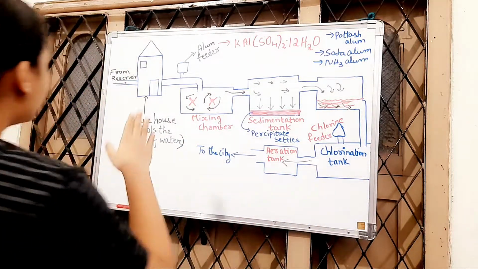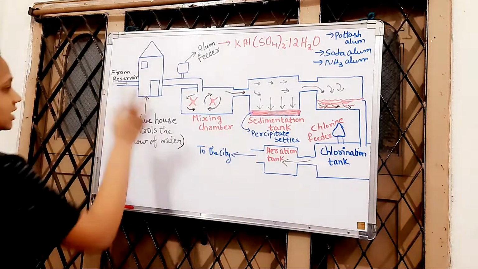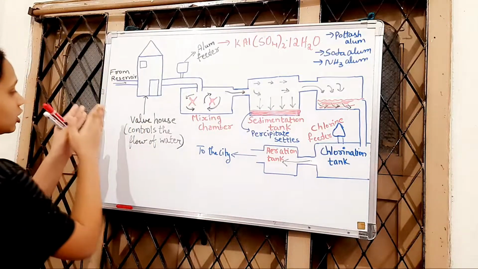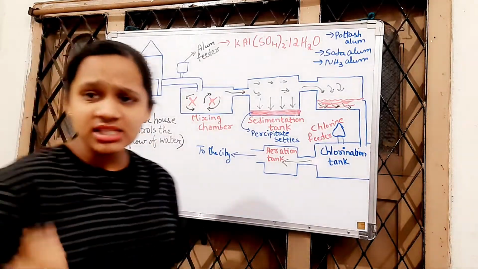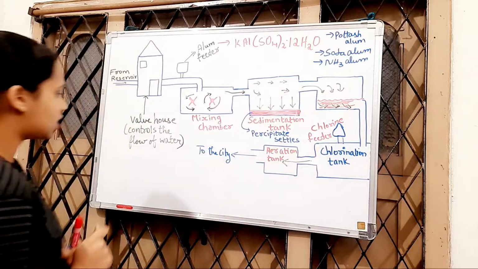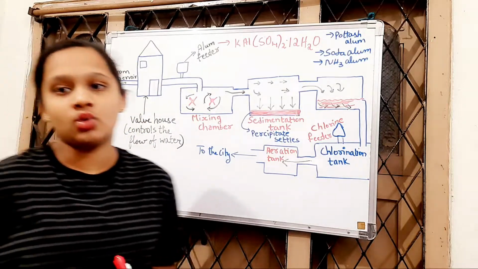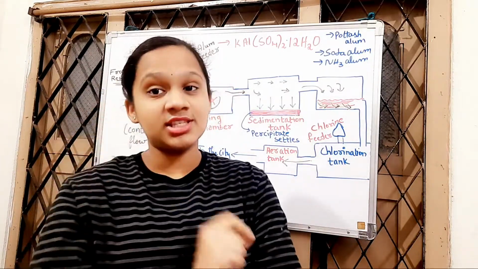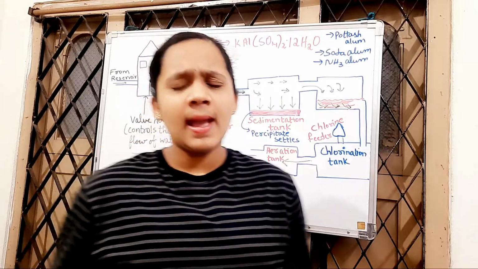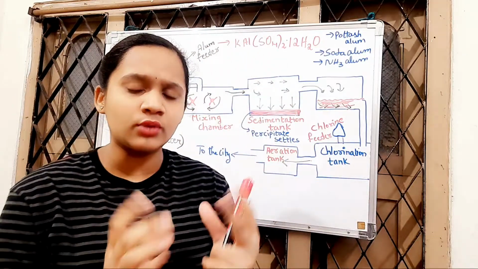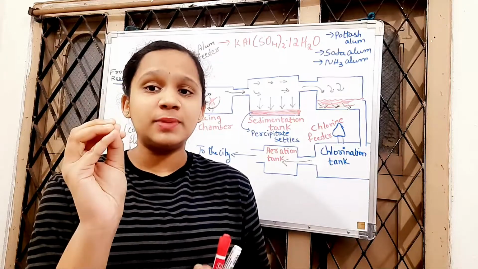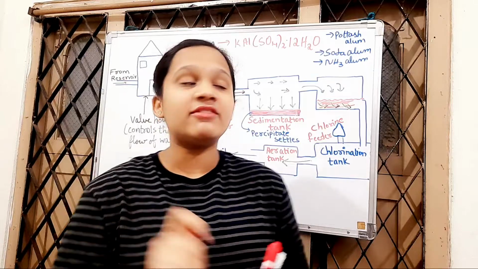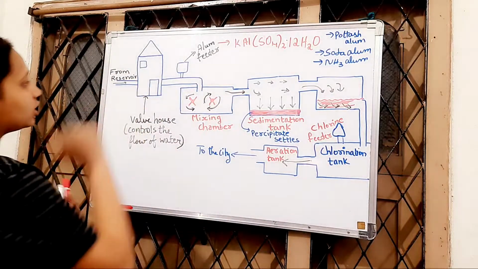So let's get started. First of all, water from the reservoir enters the water treatment plant. Now first of all, this water enters the valve house, and in this house the speed of the water is controlled. That is, the flow of water is controlled. Now what is the reason for controlling the flow of water? When the movement of the water slows down, there is a greater possibility of the suspended matter settling at the bottom of the tank as sediment. So that is the reason why the flow of water is controlled in the valve house.